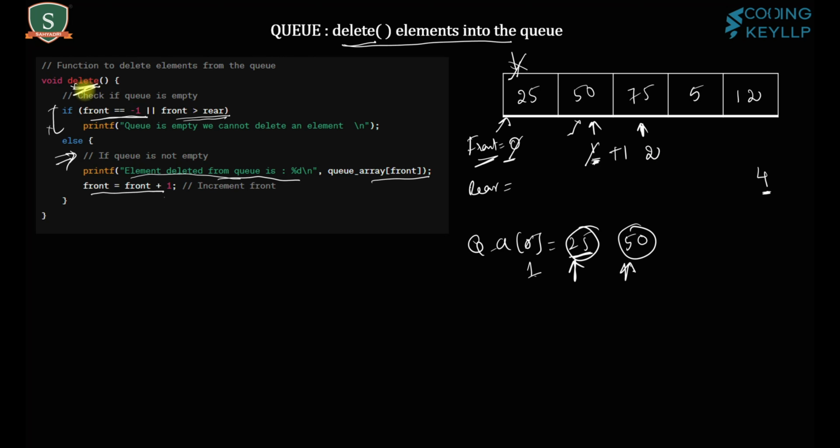Now somebody has called the delete method again. It comes to the if part. In if, front is equal to -1, is front equal to -1? No. Is 2 less than 4? Sorry, greater than 4? No. Condition failed. It comes to the else part.